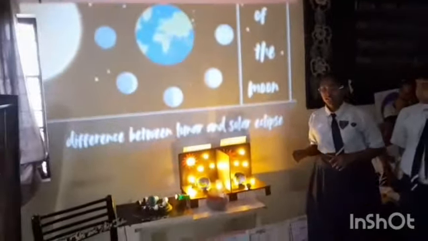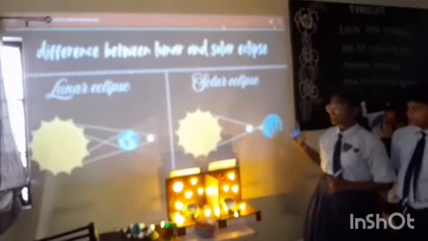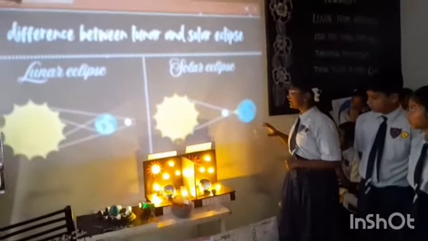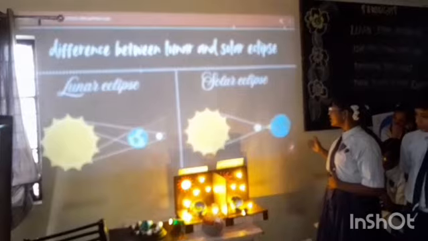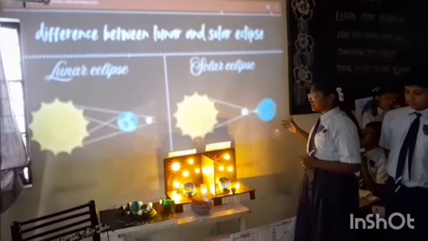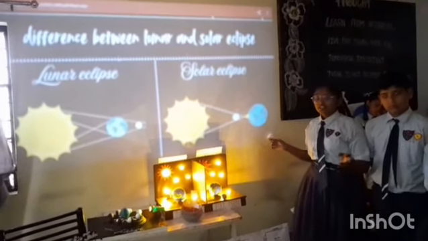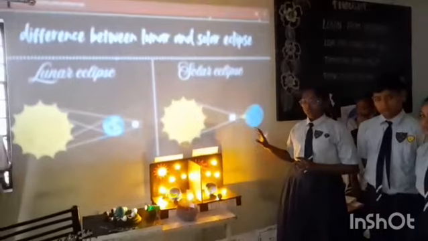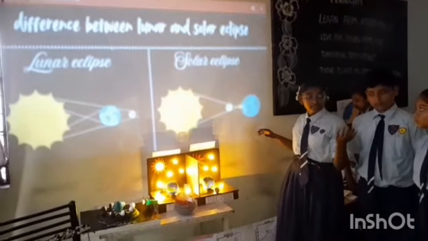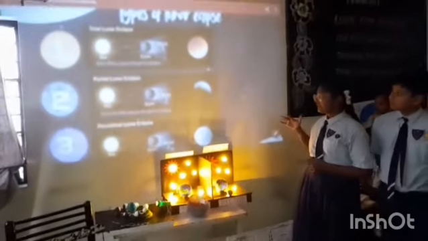Now, I would like to explain about solar and lunar eclipse. A solar eclipse occurs when the moon passes between the sun and earth, casting a shadow on the earth and obscuring the sun. In contrast, lunar eclipse occurs when the earth passes between the moon and sun, casting a shadow on the moon. A solar eclipse occurs during day at a new moon, and lunar eclipse occurs during night at a full moon. The types of lunar eclipse are total, partial, and penumbral.